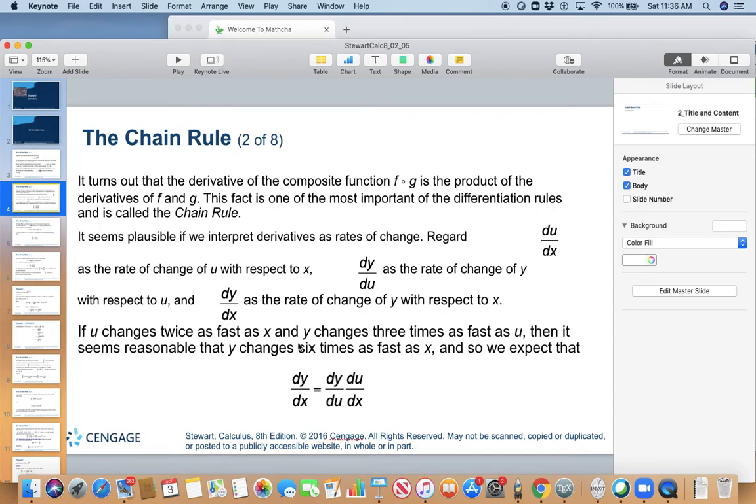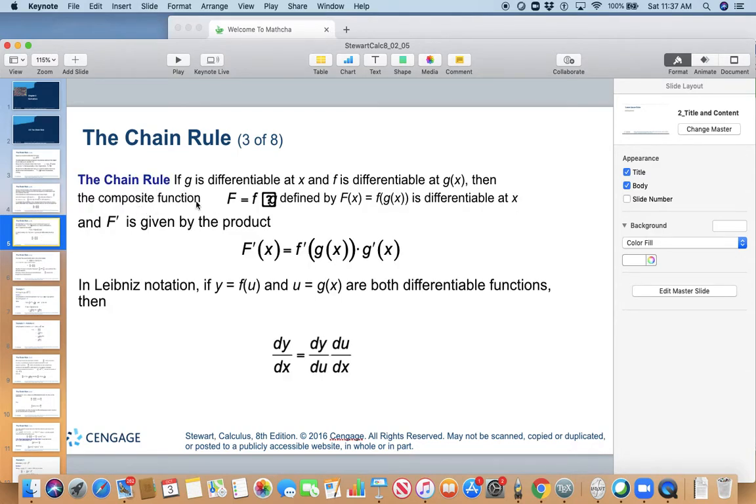If u changes twice as fast as x and y changes 3 times as fast as u, then it seems reasonable that y changes 6 times as fast as x. Okay? In other words, this is something reasonable to expect. dy/dx, the rate of change of y with respect to x, must be equal to the rate of change of y with respect to u times the rate of change of u with respect to x. Now, that's the chain rule.